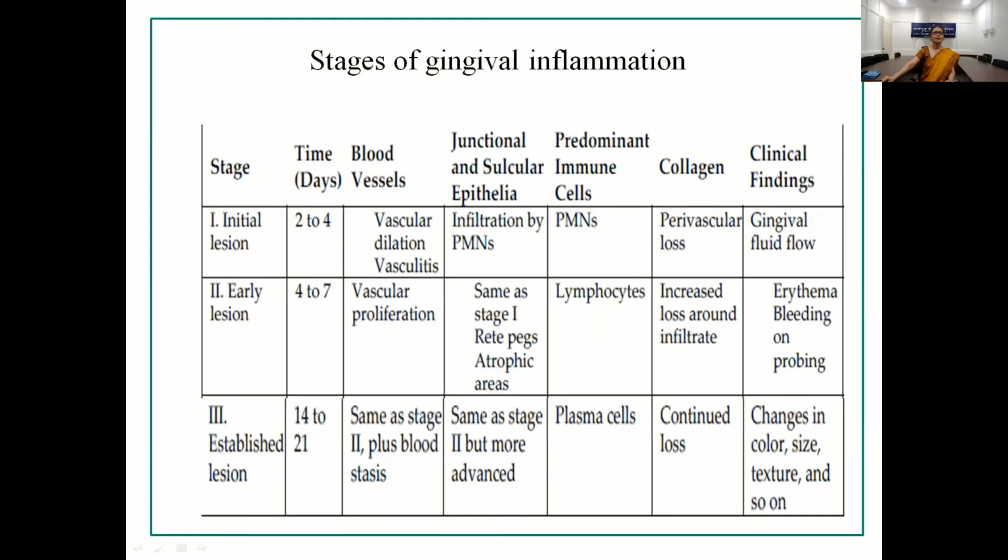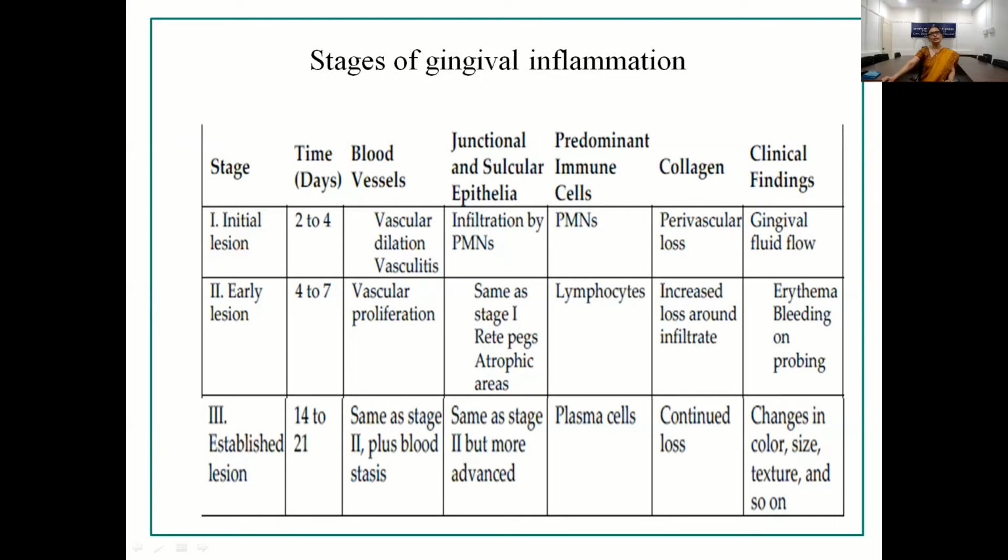Now, we will see which are the different stages of gingival inflammation. The different stages of gingival inflammation are divided as an initial lesion, early lesion, established lesion, and the advanced lesion. Now, in the initial lesion, which usually develops within 2 to 4 days, there is a vascular dilatation, there is an infiltration of polymorphonuclear cells, perivascular loss of collagen, and increase in the gingival crevicular fluid flow.